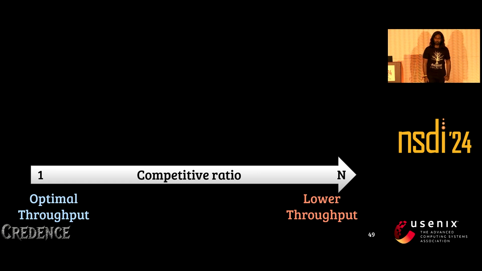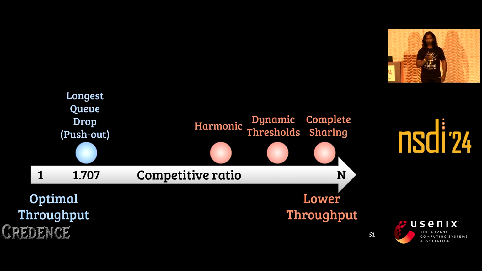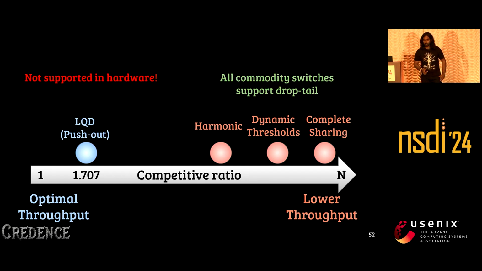In terms of competitive ratio, we start from a ratio of 1, which is the optimal throughput, and as the competitive ratio increases, throughput lowers. All the known drop-tail algorithms, unfortunately, have a very high competitive ratio. On the other hand, a simple push-out algorithm has close to optimal performance. As we saw before, drop-tail is the only supported operation in hardware, and we cannot support push-out in hardware.